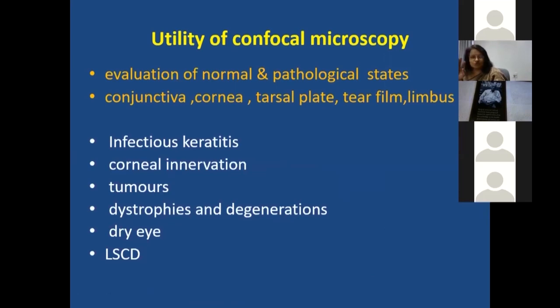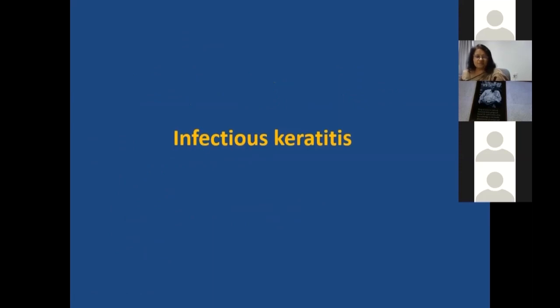One, evaluation of normal state as well as the pathological state. You can study the conjunctiva, the cornea, tarsal plate, the tear film, and the limbus. The confocal microscopy has been used in varying situations. Some of these are infectious keratitis, corneal innervation, tumors, dystrophies and degeneration, the dry eye, and limbal stem cell deficiency. What we are going to talk on today is basically infectious keratitis.